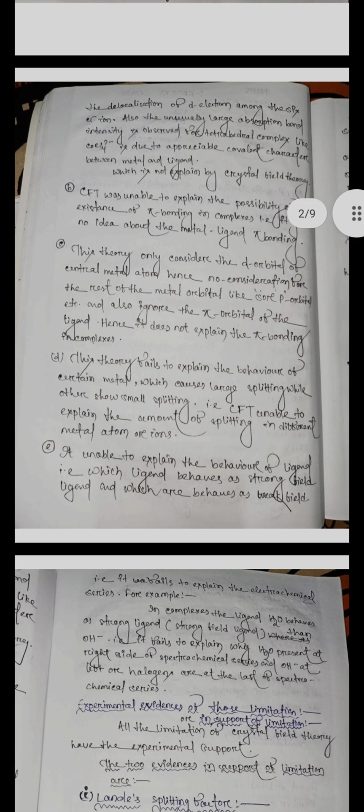Second limitation. CFT was unable to explain the possibility of existence of pi bonding in complex. That is, it gives no idea about the metal ligand pi bonding. Third, this theory only considers the d orbital of central metal atom and hence no consideration for the rest of the metal orbitals like s or p orbital, etc., and also ignores the pi orbital of the ligand. Hence, it does not explain the pi bonding in complex.